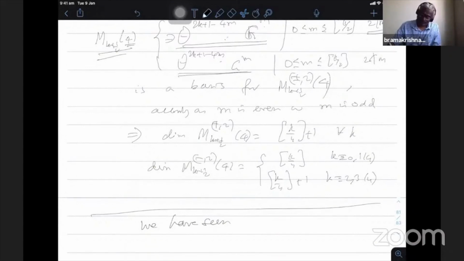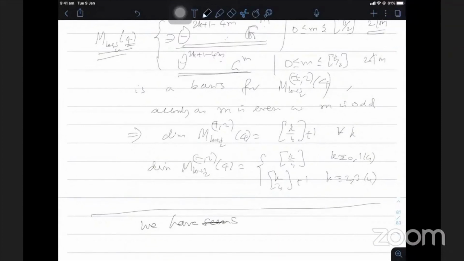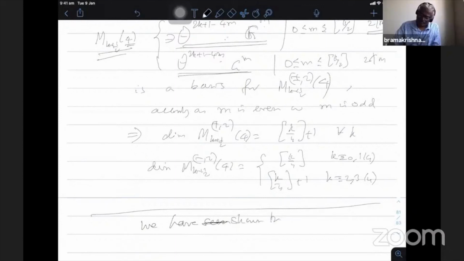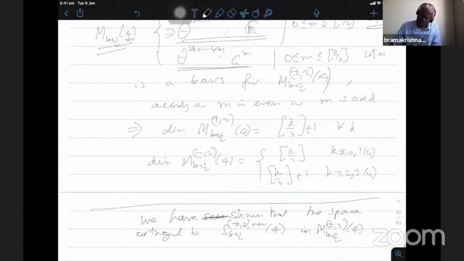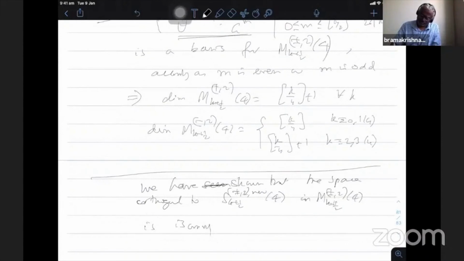So we have shown that the space orthogonal to S_{k+1/2}^{+,-}(2,4) in M_{k+1/2}^{+,-}(2,4) is isomorphic to M_{k+1/2}(4).